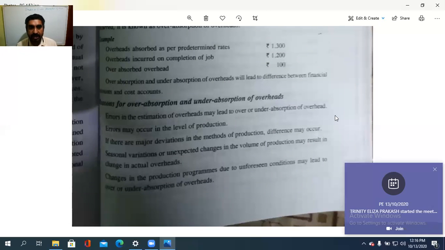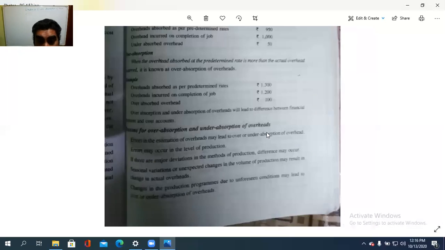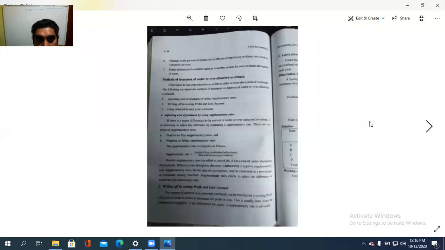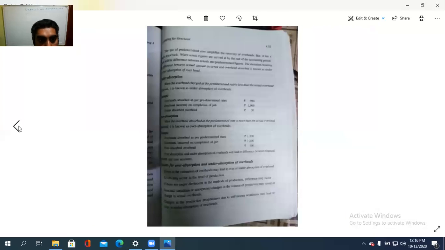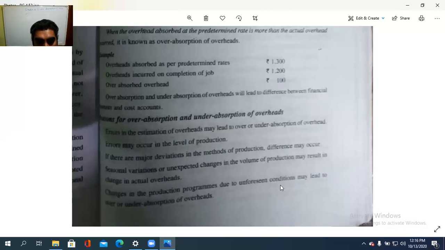So these are the reasons with regard to under absorption or over absorption of overhead. So errors in the estimation of overhead may lead to over or under absorption of overhead. Errors may occur in level of production. Major deviations in the methods of production, and then such differences may occur.